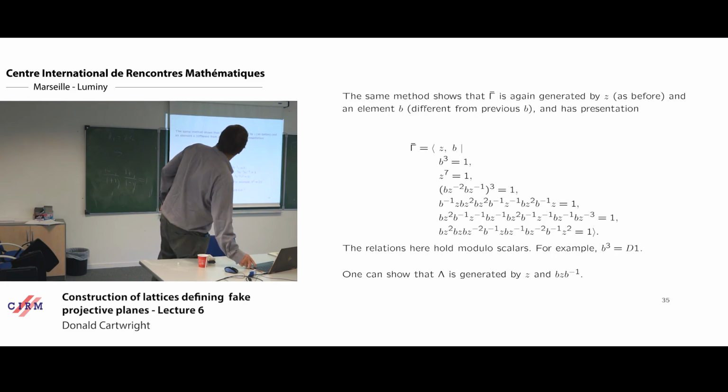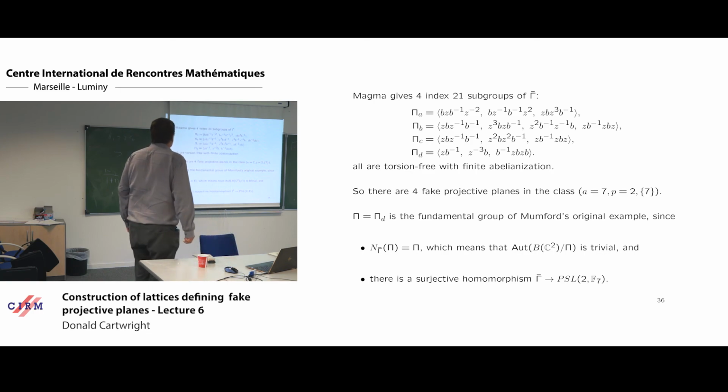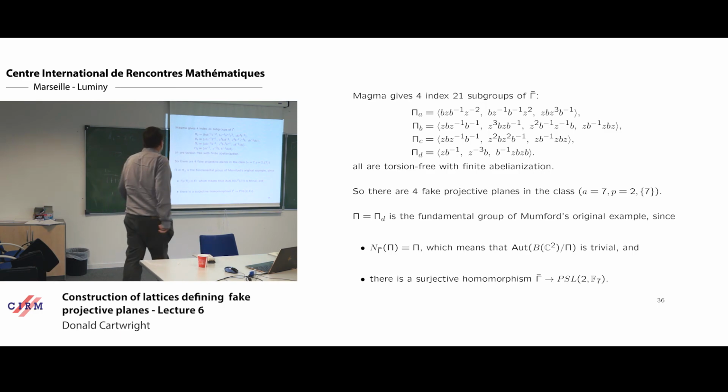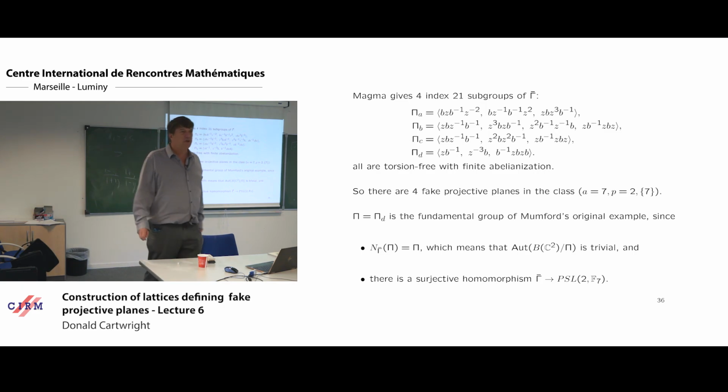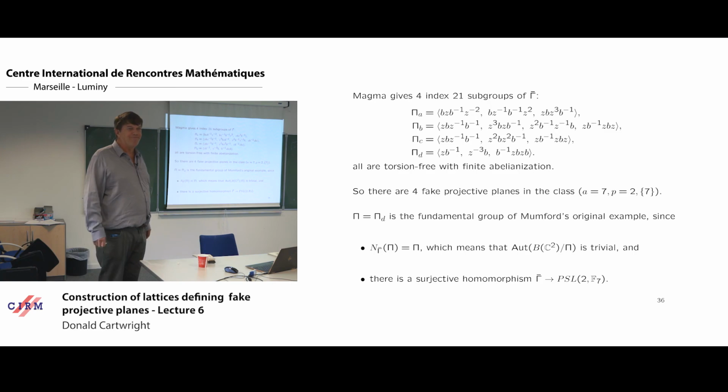And so with the same method, you get a presentation, and this time you get 4 index 21 subgroups, and you can check that they're torsion-free and have finite abelianization. And this last one is particularly interesting because it is Mumford's original fake projective plane, or the fundamental group thereof. Okay, I'll stop. Sorry, I ran over time a little bit.